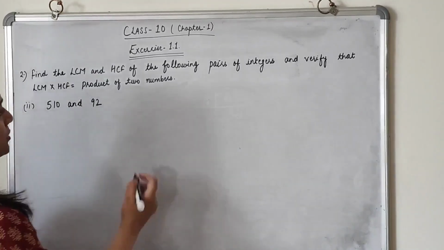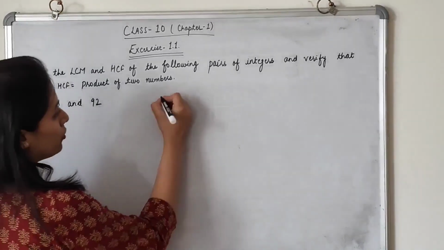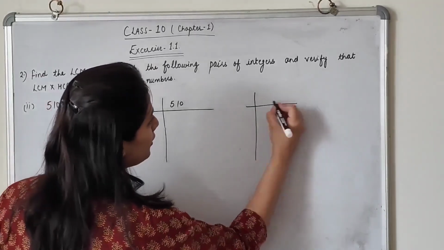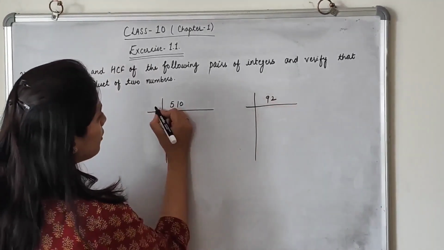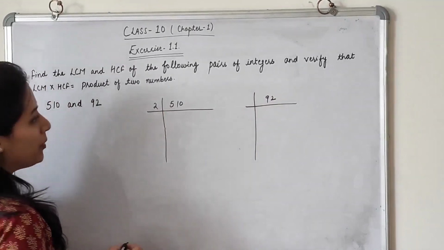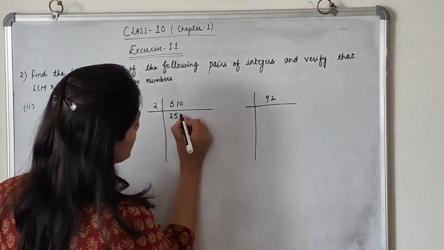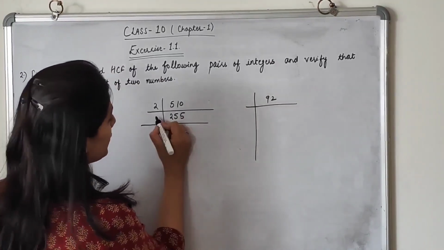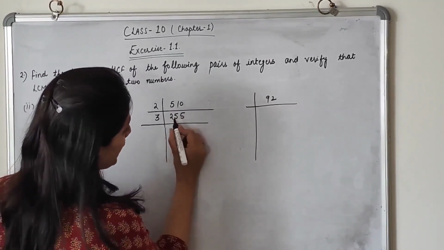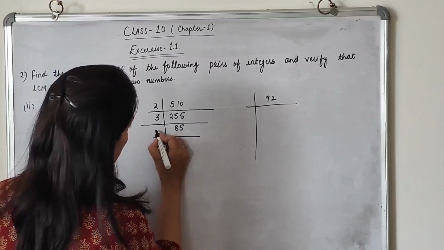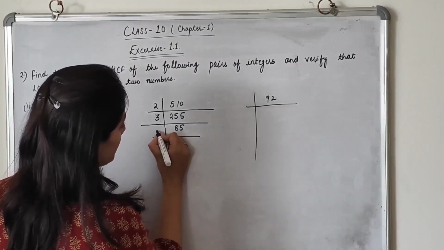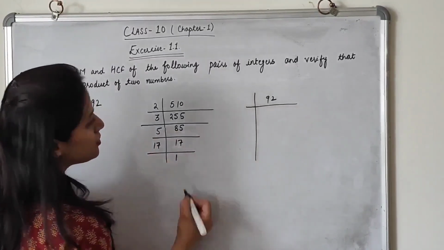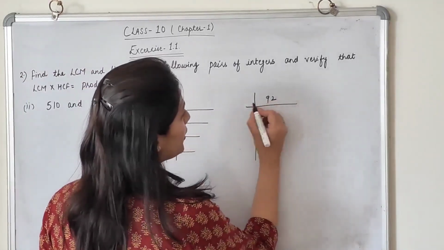So the second part is 510 and 92. Find the prime factors of both the numbers 510 and 92. 510 is divisible by 2. 2 2s are 4, 2 5s are 10, 2 5s are 10. Again, this number is divisible by 3. 3 8s are 24, 3 5s are 15. This number is divisible by 5, 17. 17 ones are 17.